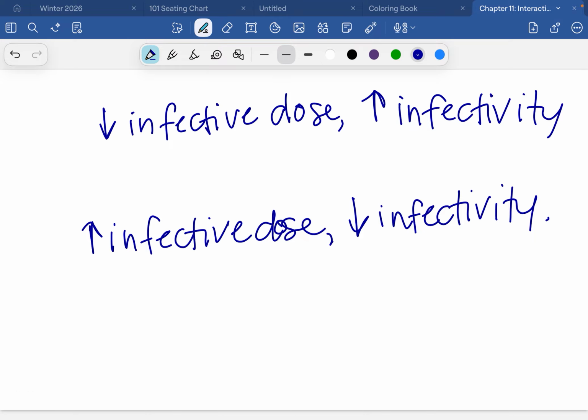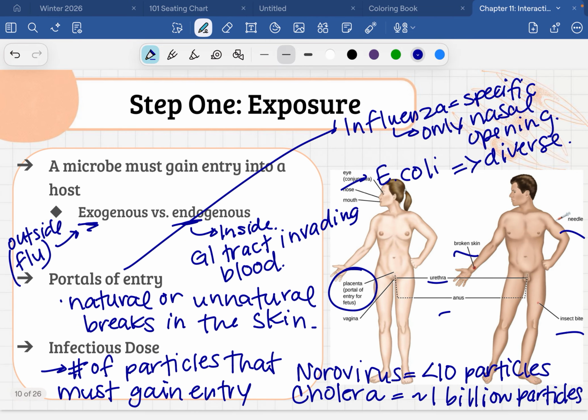Okay, so that is the first step of an organism, specifically a bacteria, causing disease. The first step is that it has to come in contact with the organism that it wants to make sick. That first step is called exposure. That microbe must gain entry into the host, must come in contact with a portal of entry.